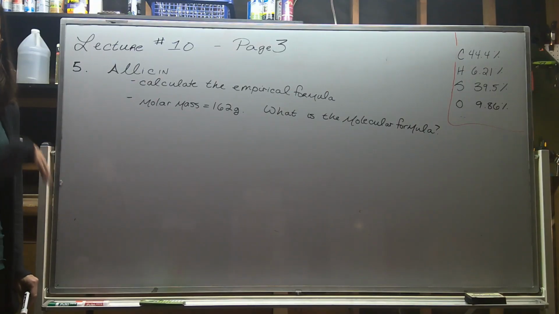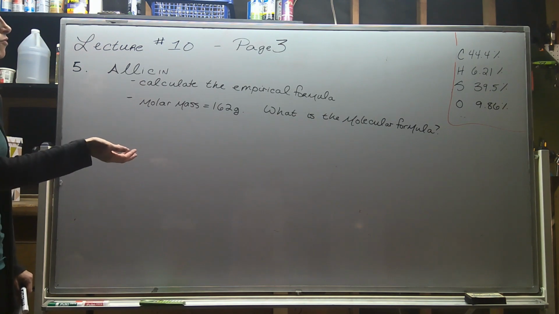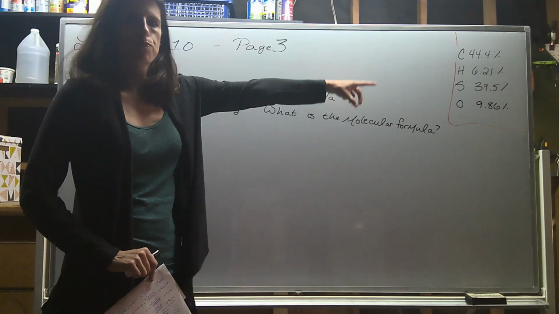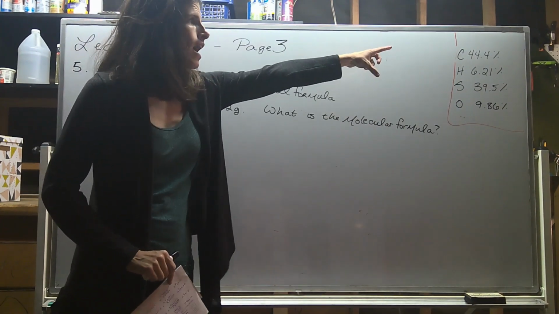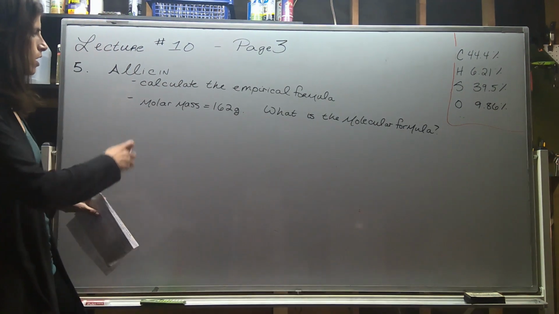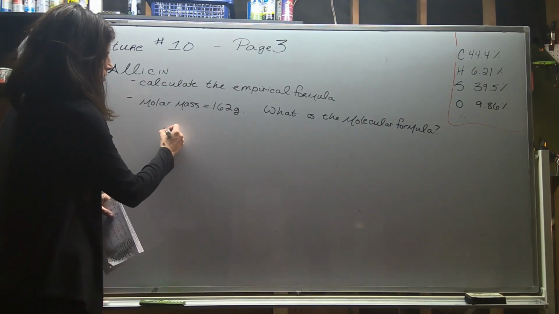Alrighty, let's work together to calculate both the empirical and molecular formula of allicin. It's a component in garlic. So just like our previous problem about the caffeine, we have a bunch of mass percents. And we're going to assume 100 grams, which allows us to change the percents into grams.